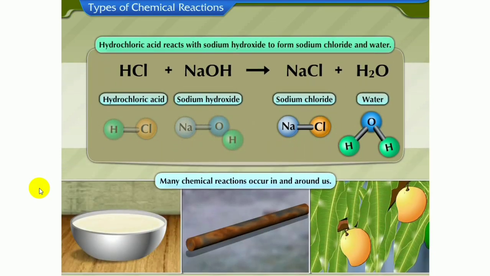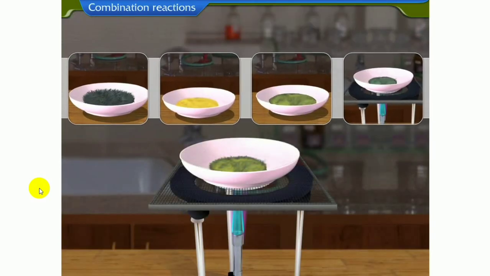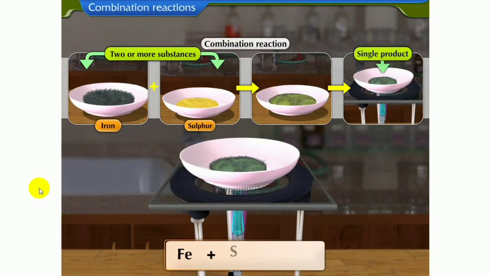Many chemical reactions occur in and around us. Let us discuss one such type of chemical reaction, combination reactions. Combination reactions. A chemical reaction in which two or more substances combine to form a single product is called a combination reaction. When a mixture of iron and sulfur is heated, we get iron sulfide. This is a combination reaction.